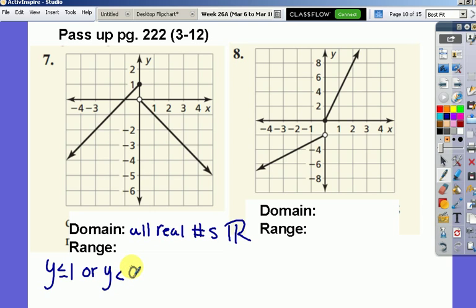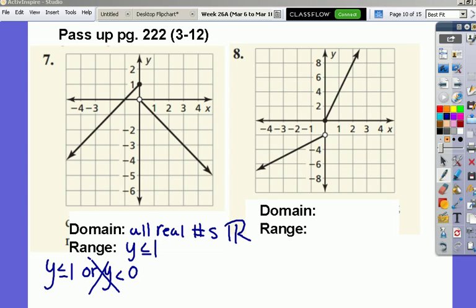Do you understand that? Now, can I take care of both of these with just one of them? If I say y is less than or equal to 1, isn't it also less than 0? So I don't need this one. Does that make sense? You understand what I mean? So y is less than or equal to 1.